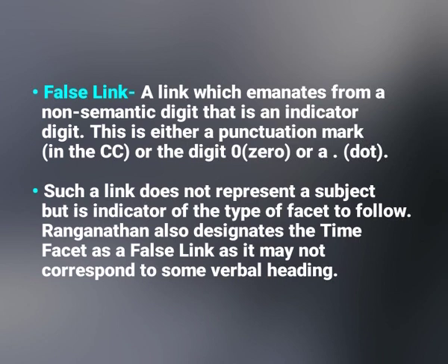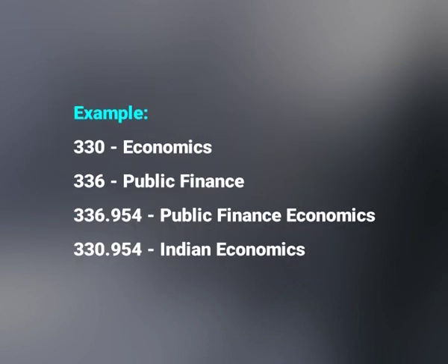Such a link does not represent a subject, but is an indicator of the type of facet to follow. Ranganathan also designates the time facet as a false link, as it may not correspond to some verbal headings. I am giving you one example. Here 330 denotes economics, 336 denotes public finance, and 336.954 is for public finance in India. Or 330.954 is for Indian economics. That is how we actually derive headings using the class number.